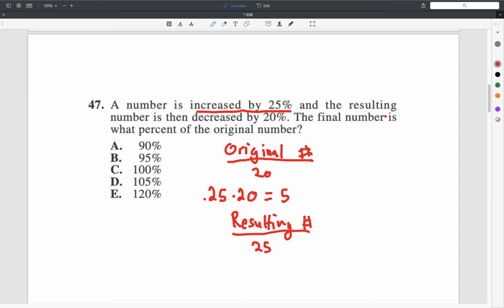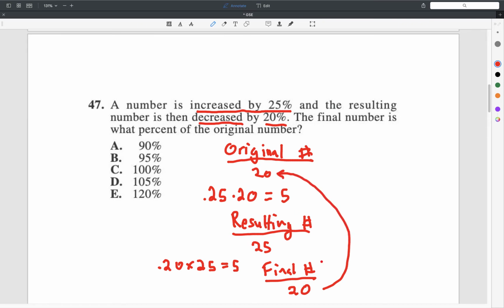And then we're going to decrease that resulting number by 20%. Let's find 20% of 25, so 0.20 times 25. That's just 5. So we're going to decrease 25 by 5, and that's going to give us 20. So the final number is 20. And just like before, 20 is obviously 100% of 20. So the final answer is C.